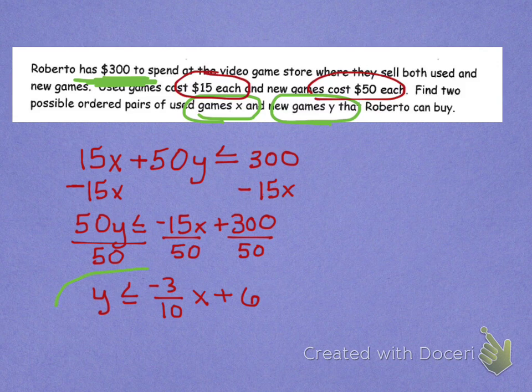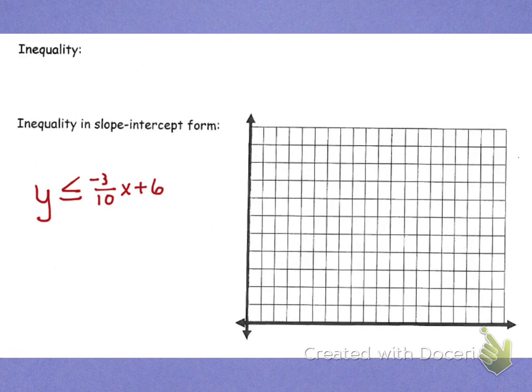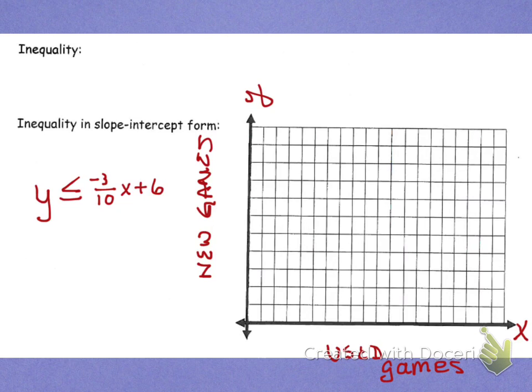Then this is the inequality that we want to graph. So we want to take a couple seconds here and set up our graph. Of course, our x-axis is our used games, and our y-axis is our new games. And we're looking at how many. So we're just looking at a one-to-one correspondence with the lines.